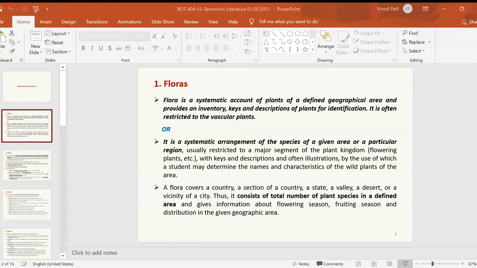A flora covers a country, a section of a country, a state, a valley. For example, a valley, which is the Valley of Flowers. Again, another valley, that is Kas Pathar, that is Kas Plateau. We may get the flora of a restricted region, a desert, or a vicinity of a city too, flora of Aurangabad.